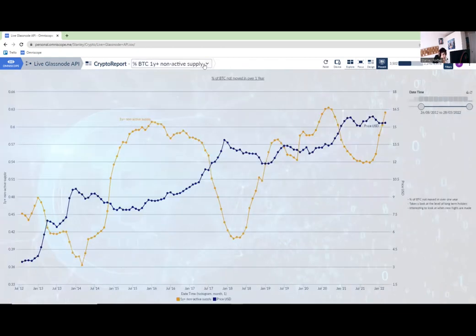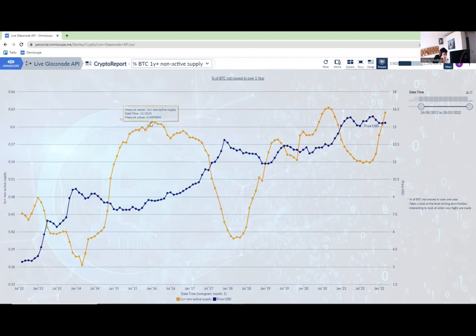So let's take a look at BTC 1 year plus non-active supply. Now, this metric is very interesting because it acts as a sort of leading indicator for future price action. So here we have price in blue, and in orange, we have the metric percent of Bitcoin not moved in over a year. So what does this take a look at?